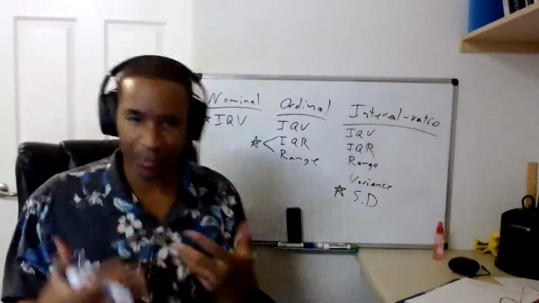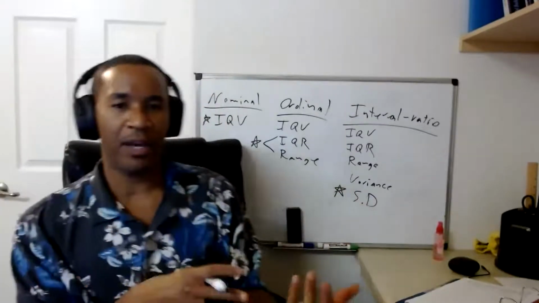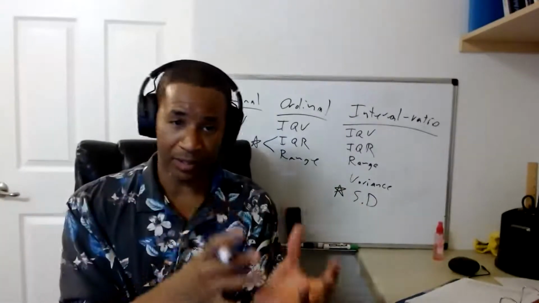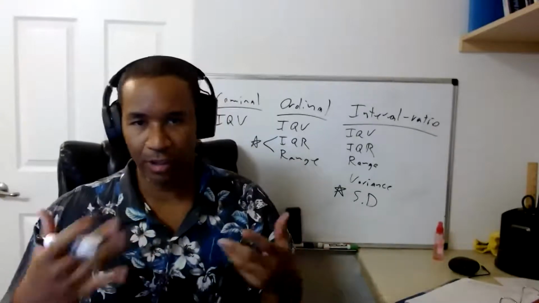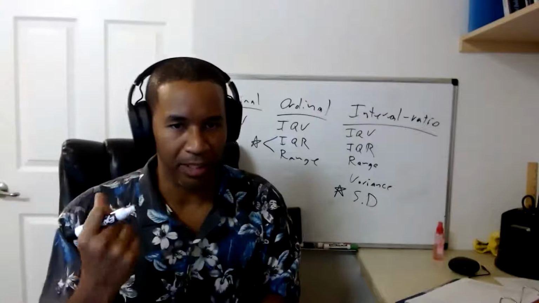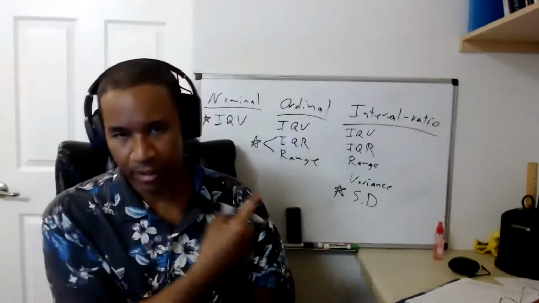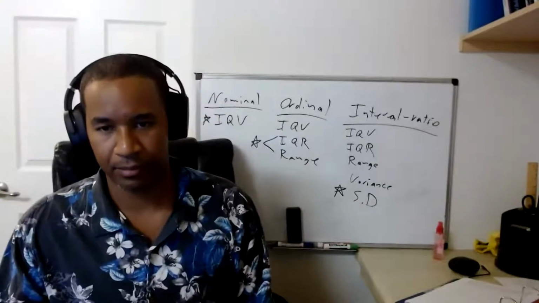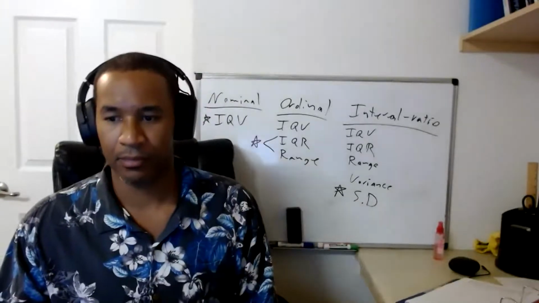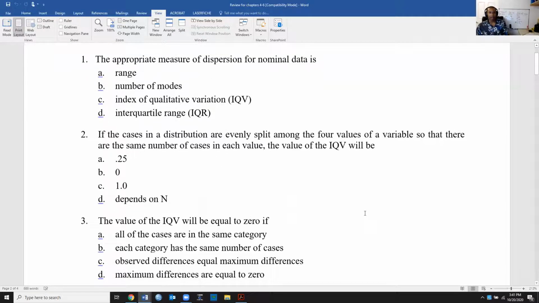Because if you remember from chapter 5 and chapter 6 lecture, if you have a normal distribution, if you have the mean and you have the standard deviation, you can learn a lot about a distribution based on just those two pieces of information, the mean and the standard deviation. So the standard deviation is actually the best if you have interval ratio level data. Okay, let's take a look at number 2.